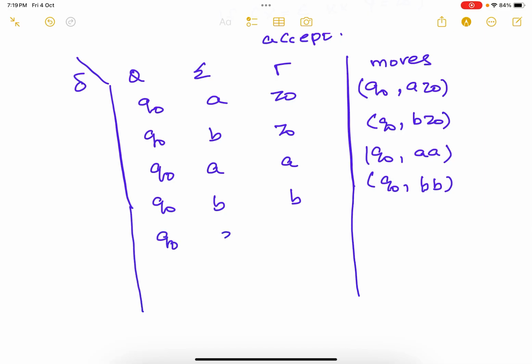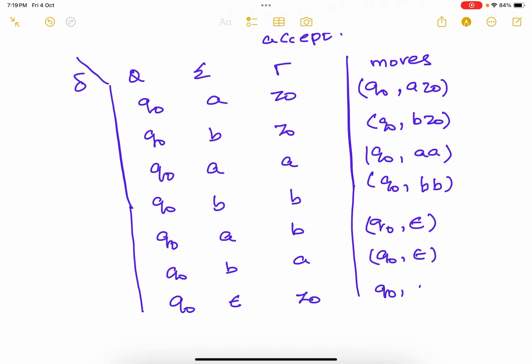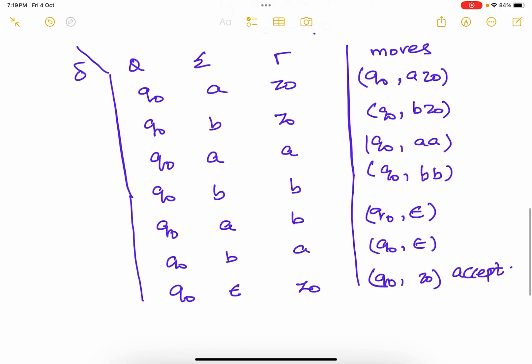Same symbol in tape, because we cannot decide on the count of A's and B's in that case. So if Q0, A, B comes, different symbols, for this A there is a matching B on top of the stack. In that case we will be popping. Again Q0, B, A, in that case also we will be popping. Now what is the condition for acceptance? Q0, epsilon, Z0. In that case we will accept. So this is the corresponding transition diagram.